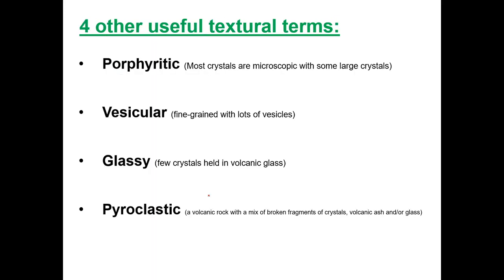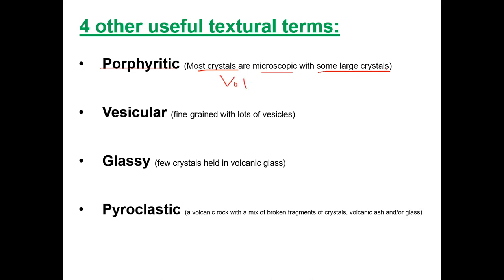Now, 4 other useful textural terms you should be familiar with. One is porphyritic. Porphyritic means that most crystals are microscopic, but there are some large crystals. Porphyritic textures are volcanic textures. Okay, so this is volcanic.